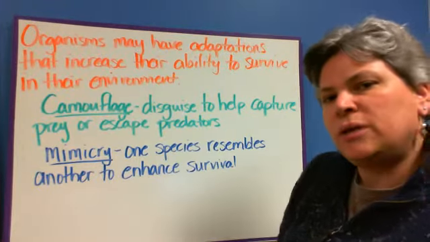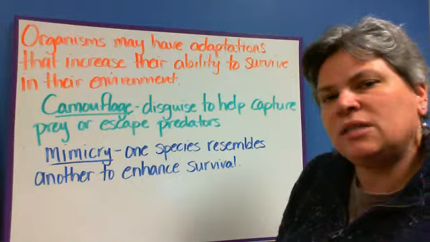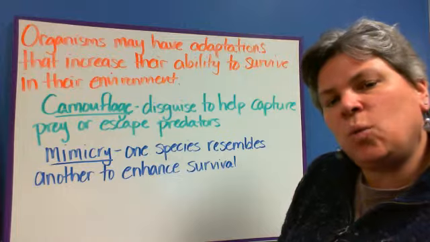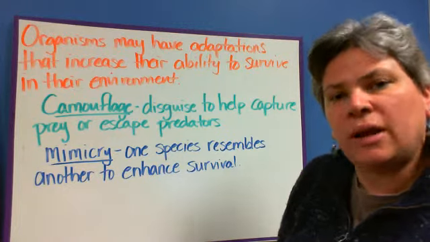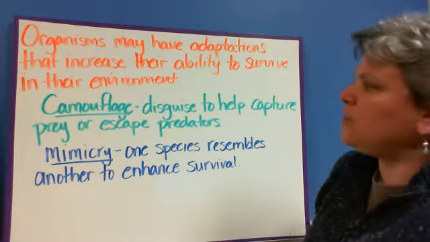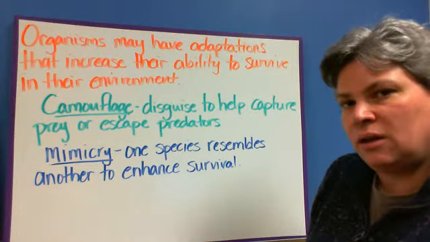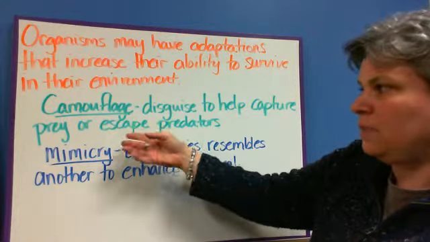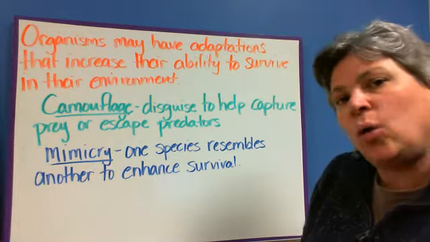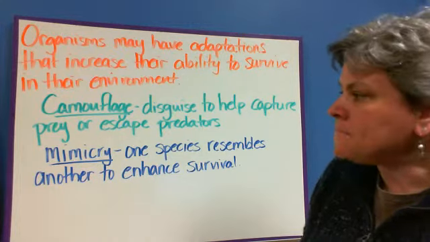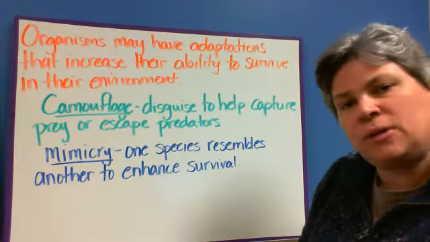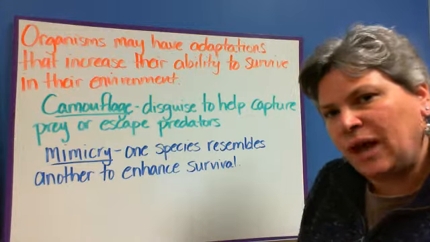Let's shift our focus for a minute. Instead of just looking at the specific type of relationship, let's look at what organisms might do in a predator-prey relationship. Organisms may have adaptations that increase their ability to survive in their environment. For example, camouflaging. If you camouflage yourself, you disguise yourself to help capture the prey or to escape your predator. And another example would be mimicry, where one species will resemble another to enhance their survival.